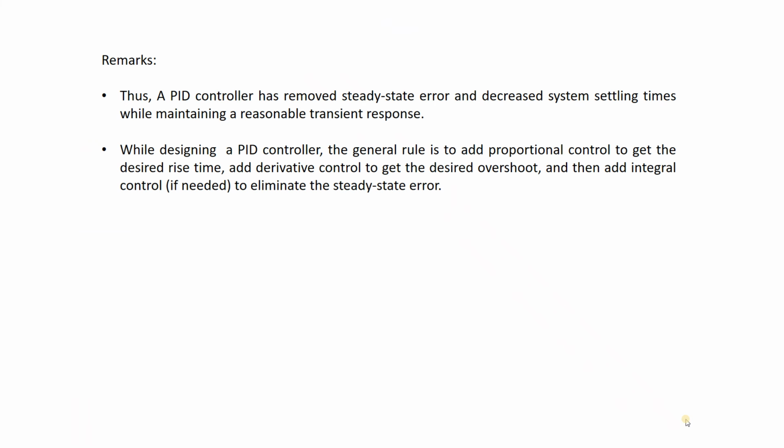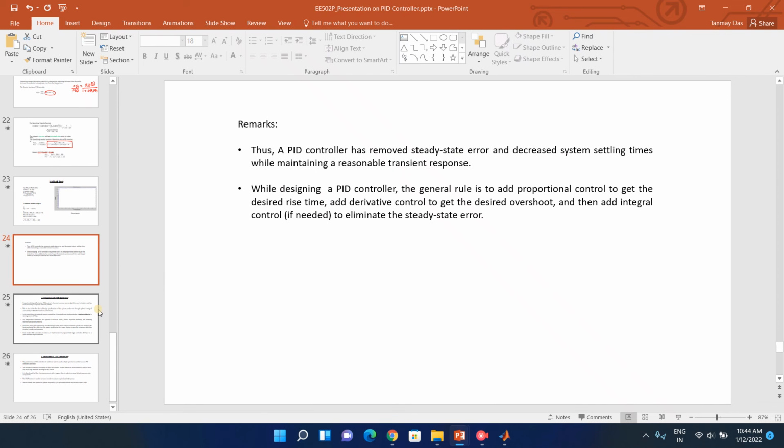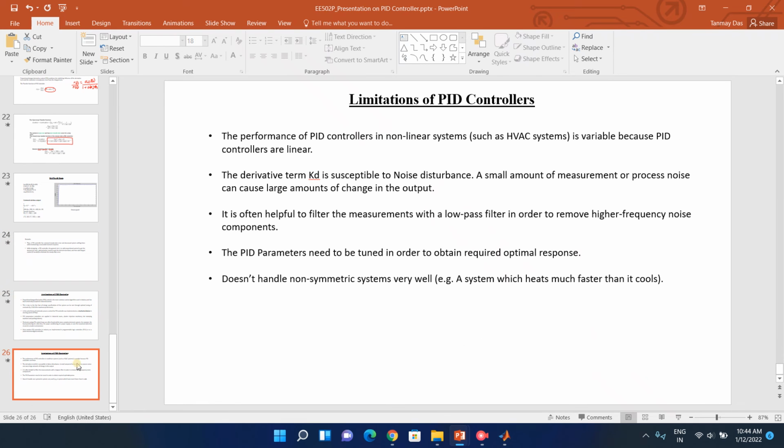So the conclusion: a PID controller has removed the steady state error and decreased the system settling time while maintaining a reasonable transient response. While designing a PID controller, the general rule is to add a proportional controller to get the desired rise time, add a derivative controller to get the desired overshoot, and then add an integral controller to eliminate the steady state error. So a lower rise time is provided by the proportional controller, less overshoot is provided by the derivative controller, and the integral controller will help you eliminate the steady state error.